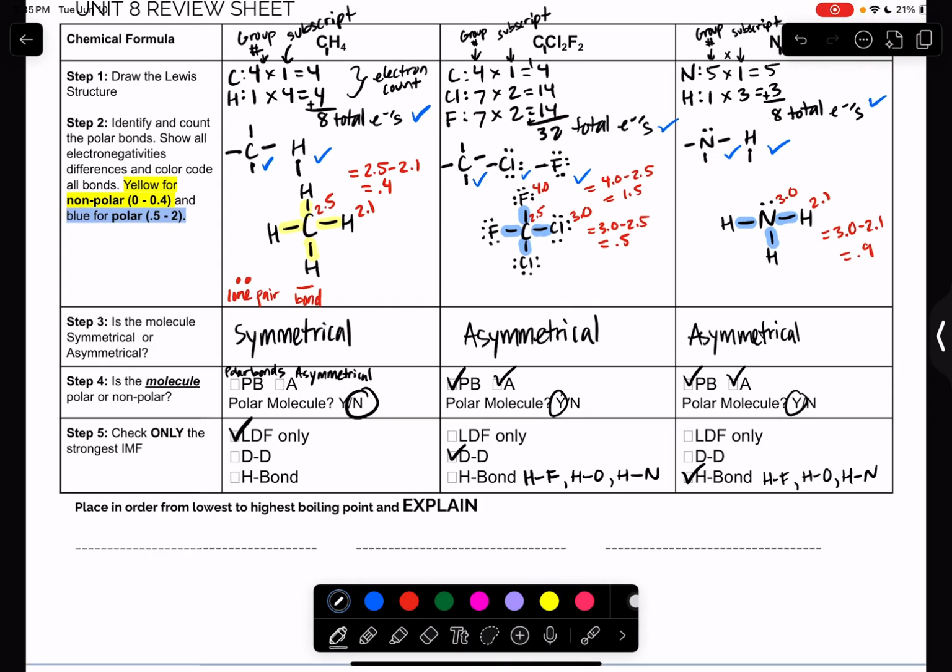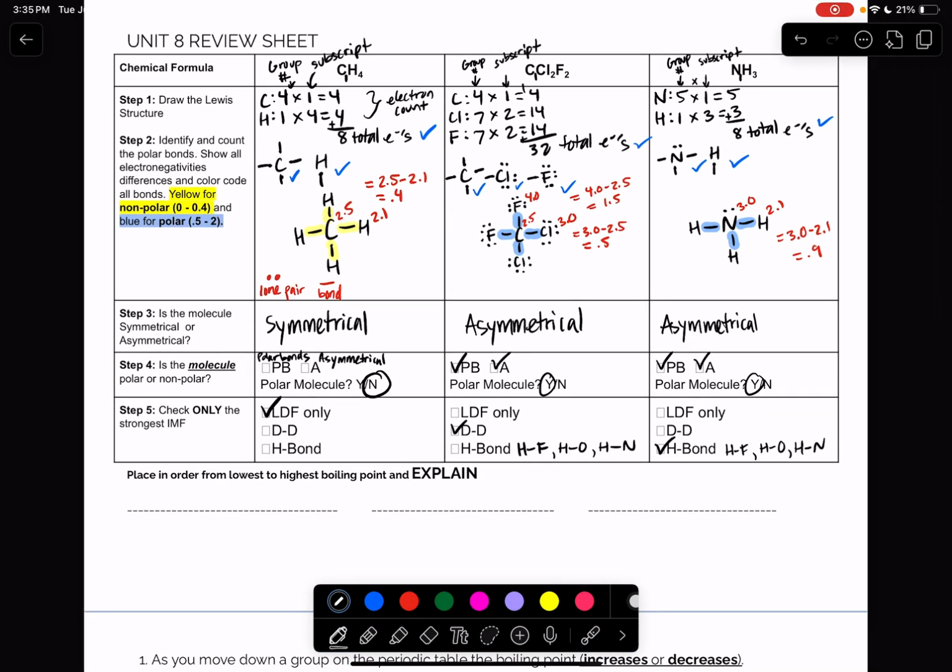All right. So now that we have done all of this work, we can use what we know about the IMFs to place these from lowest to highest boiling point. The strength of the IMF is telling you how low or high of a boiling point it's going to be. So I'm going to put the low on this end and then high on this end. The lower or weaker IMFs are going to have a lower boiling point, and the stronger IMFs are going to have a higher boiling point.